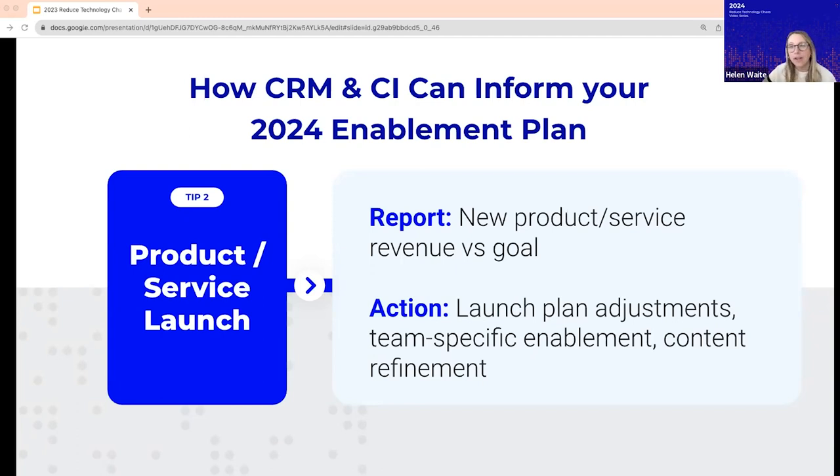And then finally, content refinement. How was the content that you had for this new product or service? Did the reps understand it? Did they use it? Did prospects engage with it? Are there learnings from prospect reactions to further pass on to marketing or product marketing for next year?